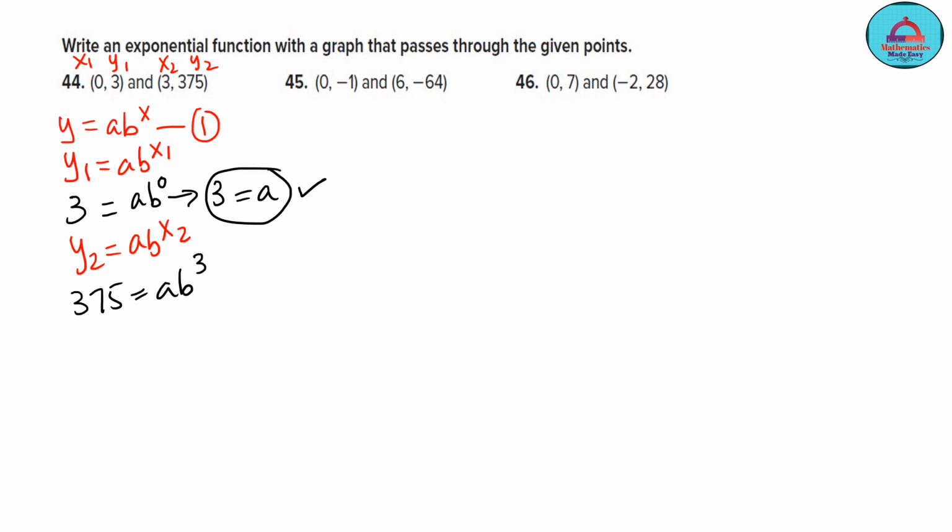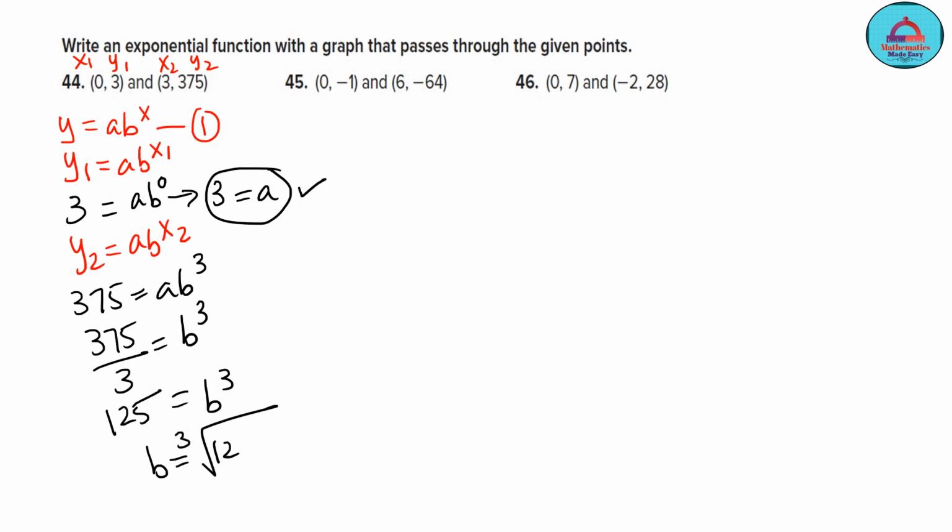And now we already have the value of a. So we can divide 375 by 3 to get our b cube. So how much is b cube? It is equal to 125. So take the cube root of 125. So b is going to be 5. So now that we've got our a and b, we are ready to plug them, this one and this one, back into the first equation, and that will give you your answer.